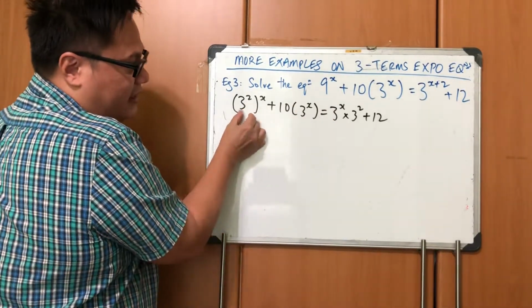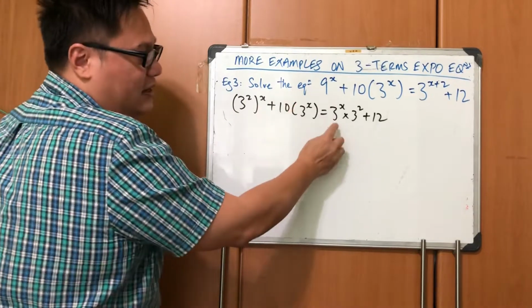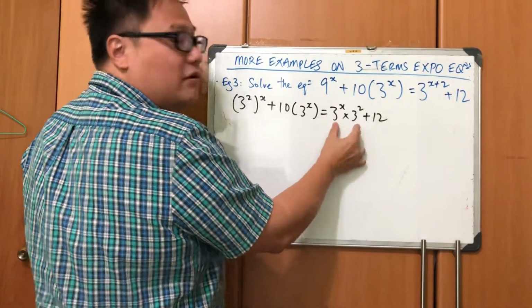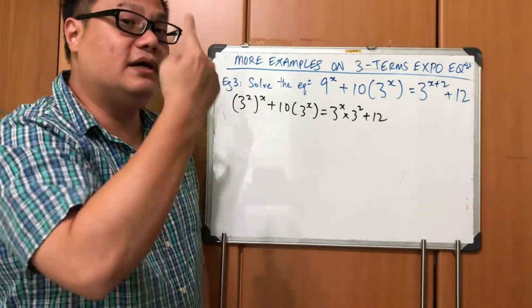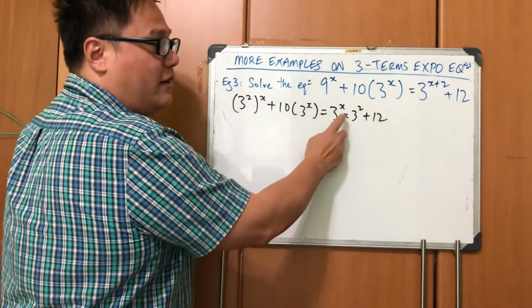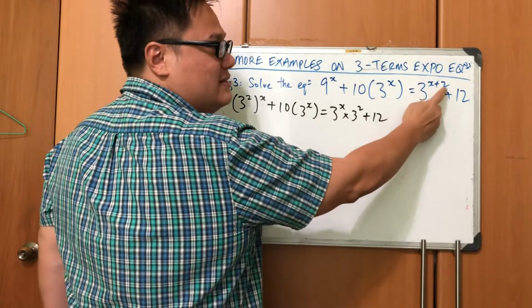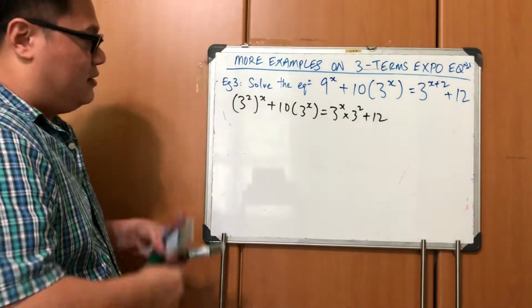So this is 9 to the power x, so it's the same, right? 3 to the power x times 3 to the power of 2. Recall our laws of indices. When you multiply two expressions with the same base, what do you do with the power? Add the power, right? So 3 to the power x plus 2. That's the same.